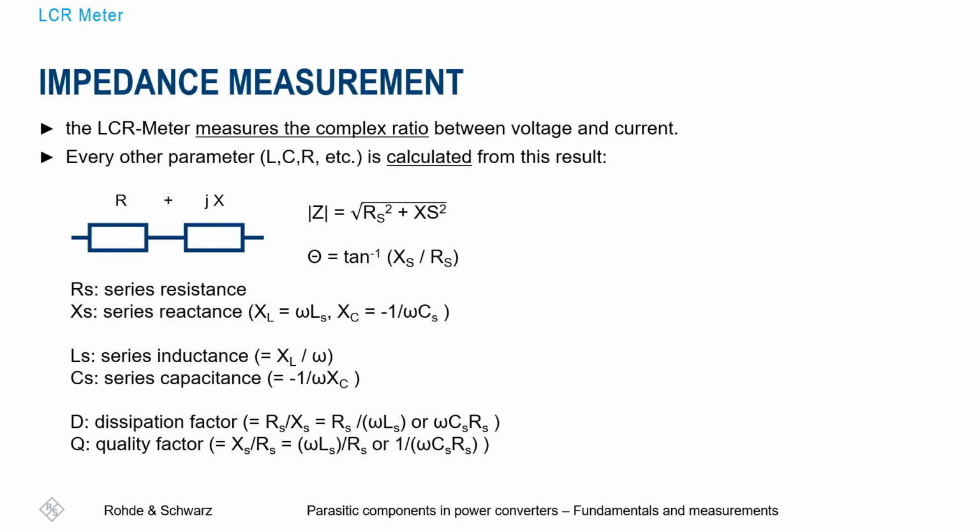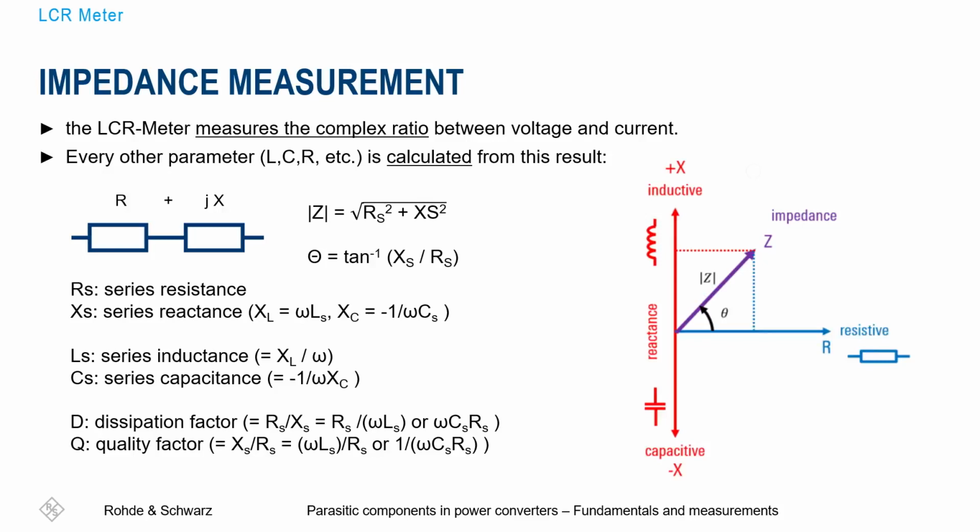So in the end, the LCR meter measures the complex ratio between voltage and current. From this measurement, we can calculate every other parameter, such as inductance, capacitance, resistance, and so on. So here we have the different parameters that we can derive from this complex impedance. They are series resistance, series reactance, inductance, capacitance, dissipation, and quality factors. And here we have the graph. So in the end, we will obtain as a result the impedance with its angle. And depending on this angle, we will know if our DUT is behaving in an inductive way, for angles higher than 0 degrees, or in a capacitive way for angles lower than 0 degrees, or negative angles. For a resistive DUT, we will have angles close to 0.